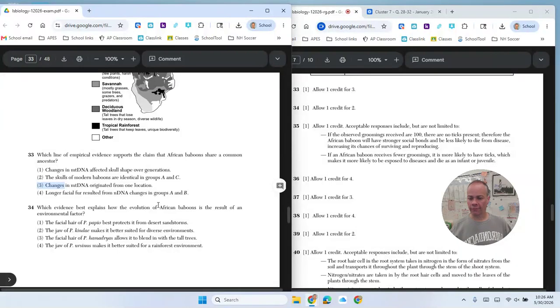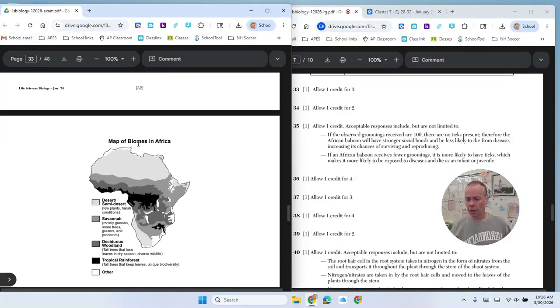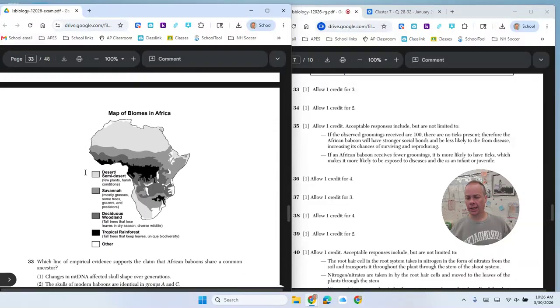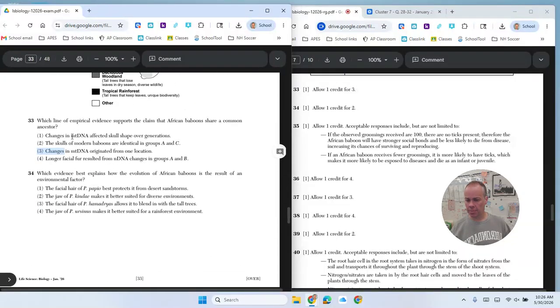Question 34, what evidence explains how evolution of baboons results from an environmental factor? When we look at the choices, what we're going to see is they all have an environmental factor, right? The rainforest community, tall trees, diverse environments, desert sandstorms. So we have to use this map along with the species name from where they live to analyze, do these statements make sense?